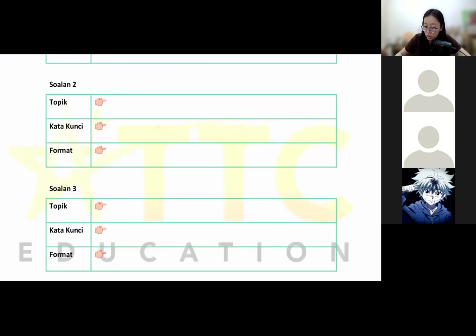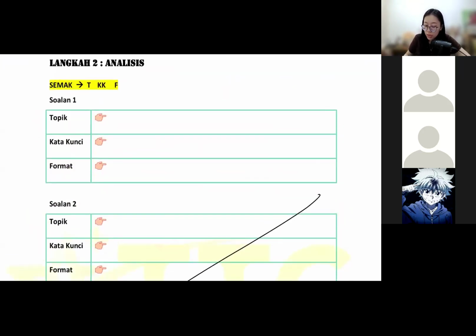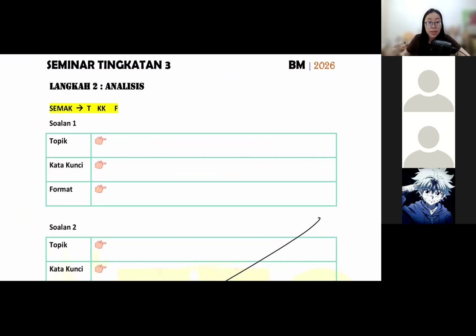So I don't choose this one now because we already discussed what is the format. Now question number 1. Did they ask you to write any format? Yes or no? Format as in like laporan, rencana. Question 1. Did they ask you to write any format? Yes or no? No, right? You put a cross here.